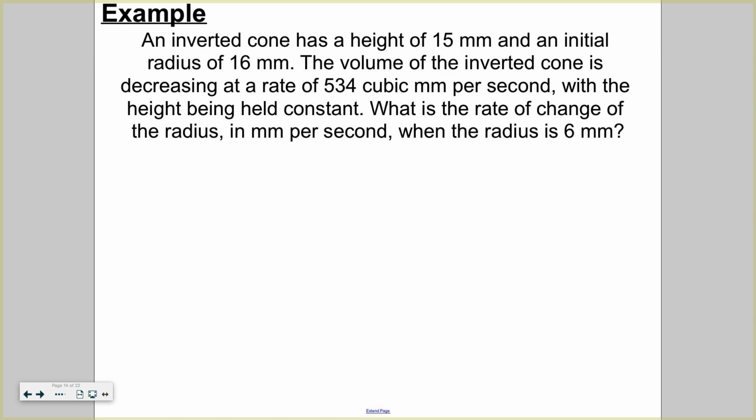Alright, an inverted cone has a height of 15 millimeters and an initial radius of 16 millimeters. The volume of the inverted cone is decreasing at a rate of 534 cubic millimeters per second, with the height being held constant. What is the rate of change of the radius in millimeters per second when the radius is 6 millimeters? Alright, so let's draw a picture of our inverted cone.